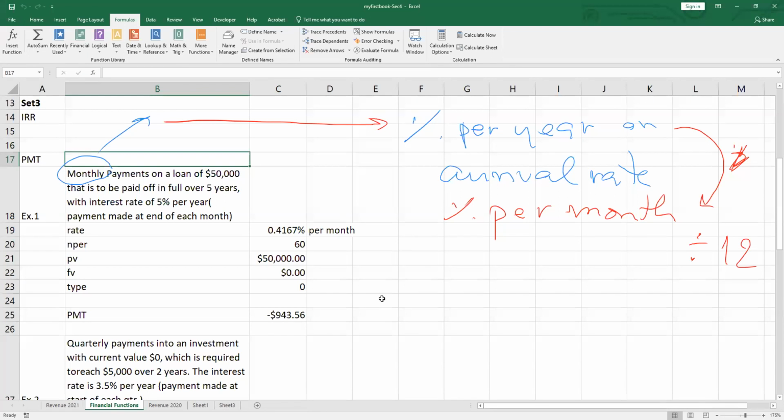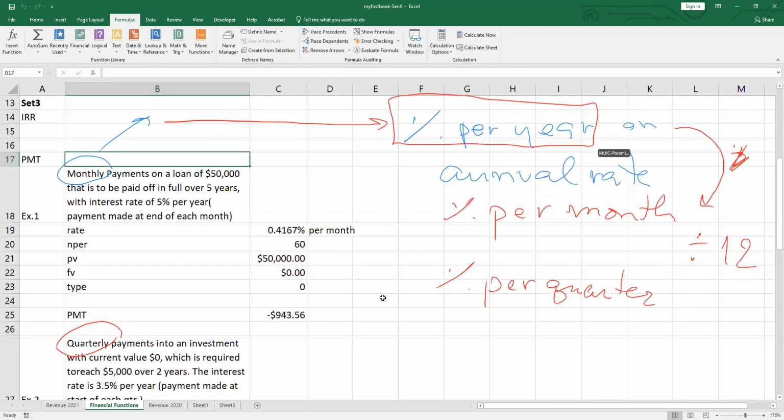In another example, if we have to pay quarterly, like in the second example here, you have to find the percent per quarter. It means that normally when you get the percent per year, you have to divide it by 4 so that it becomes the percent per quarter. It depends on how many times per year you have to pay, then you have to change the interest rate accordingly.